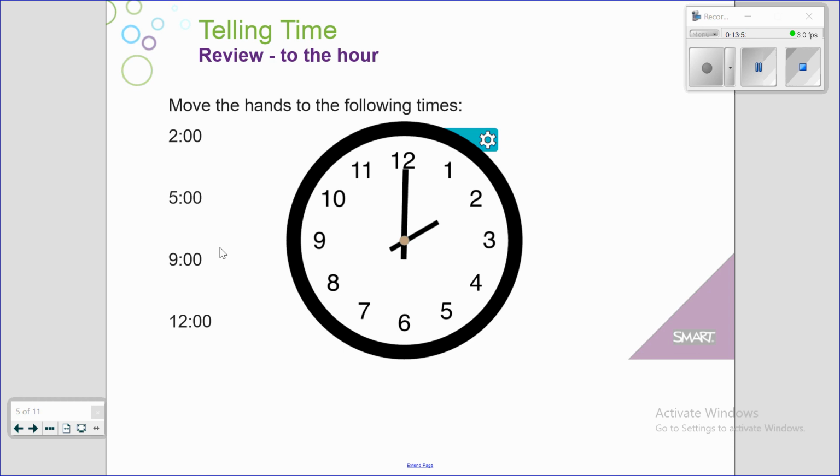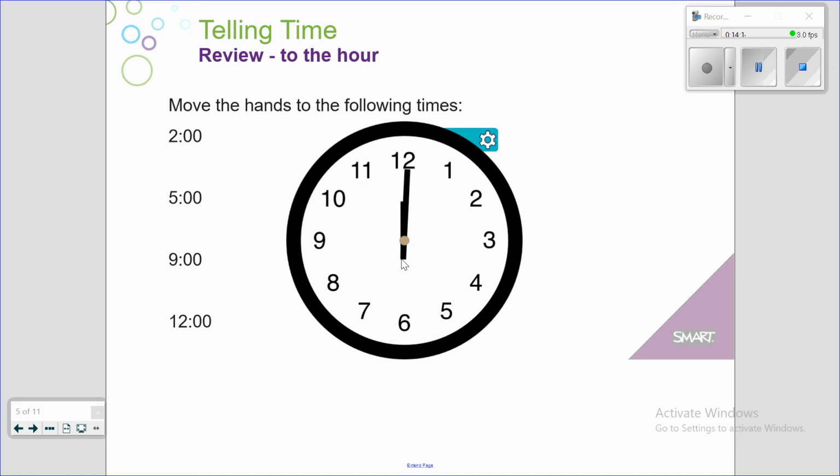Perfect. Let's go to 9 o'clock. If I bring the hour hand here, yes, this is 9 o'clock. What about 12 o'clock? Perfect. The minute hand is on the 12, and the hour hand is on 12 also.